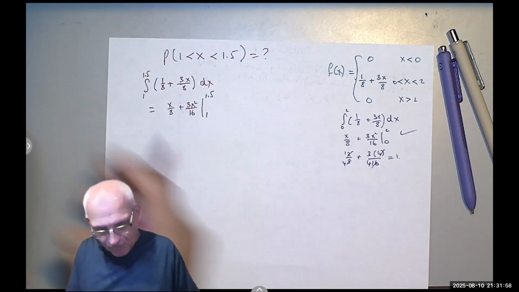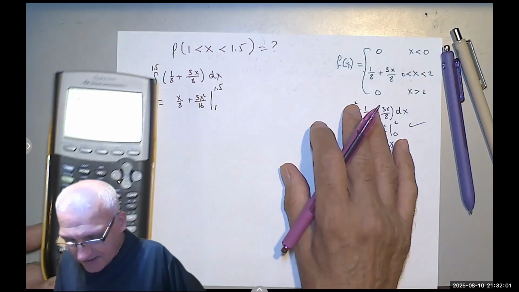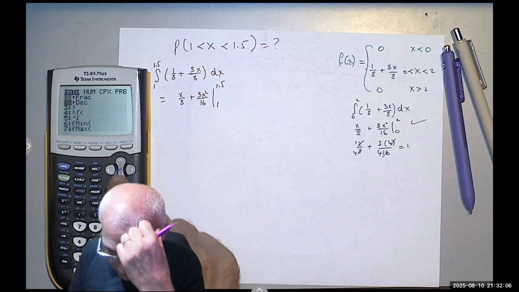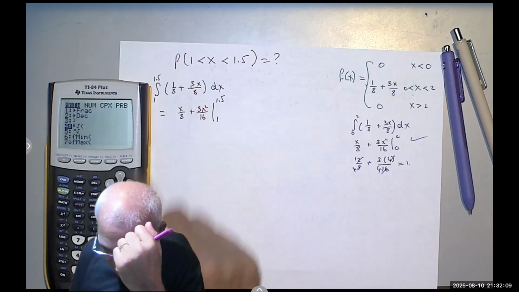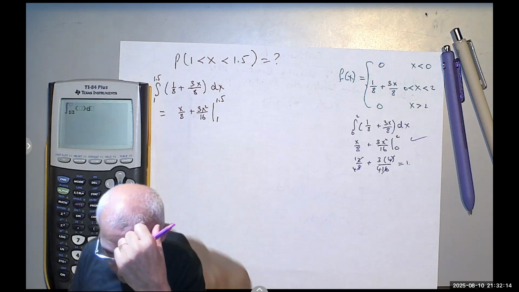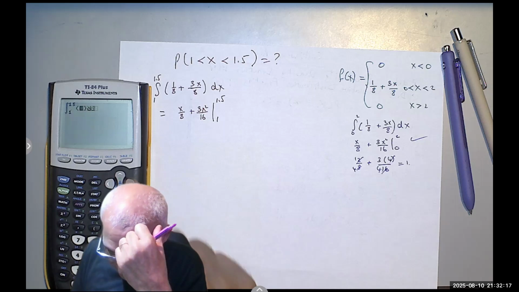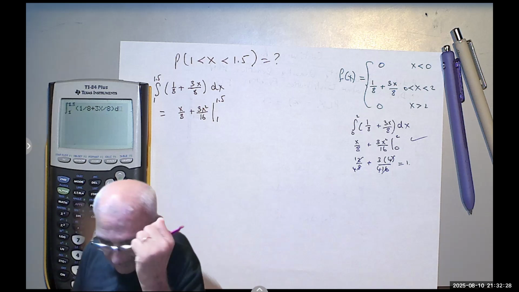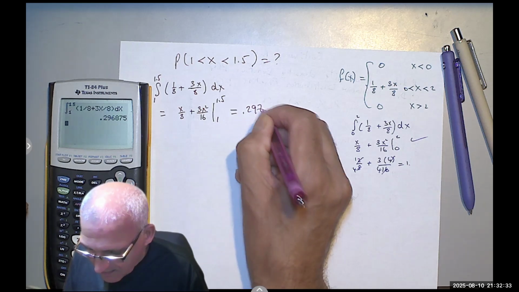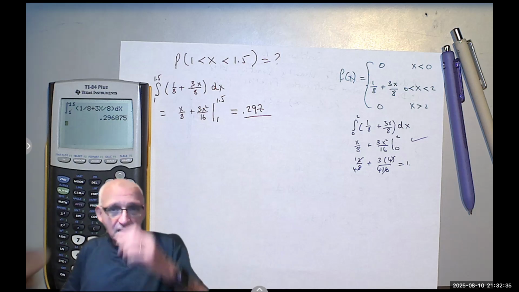Again, to save time, we can do that with a calculator, right? So I'm going to go to math and go down to the finite integral. The integral is from 1 to 1.5 of 1 over 8 plus 3x over 8 dx. And it's roughly 0.297. Roughly 30% of the time.